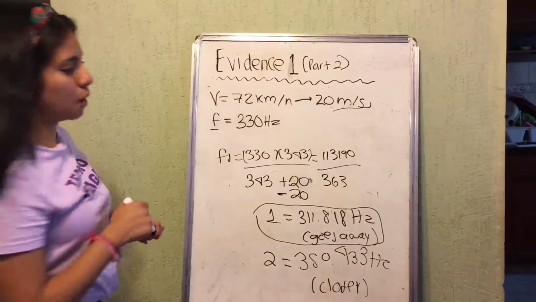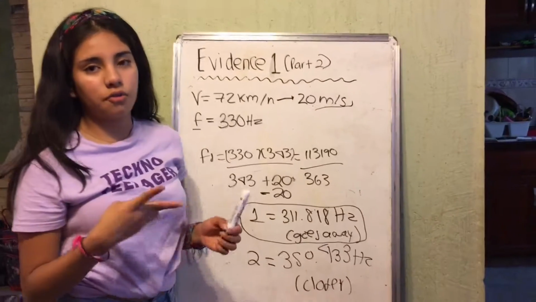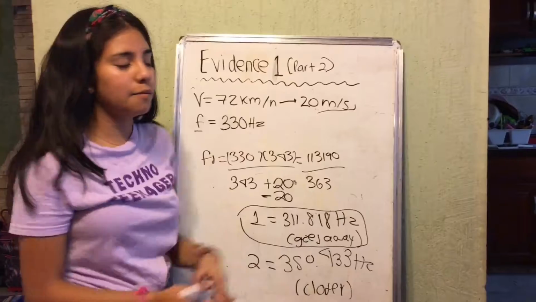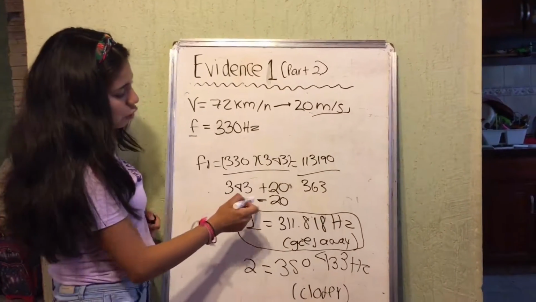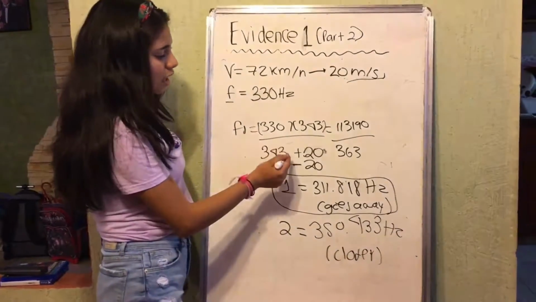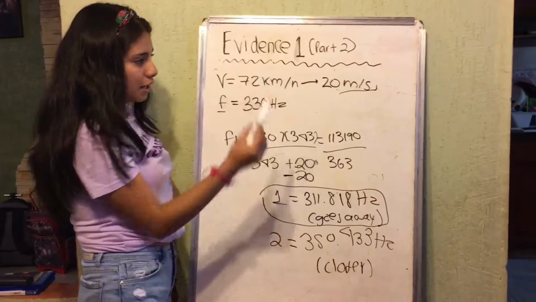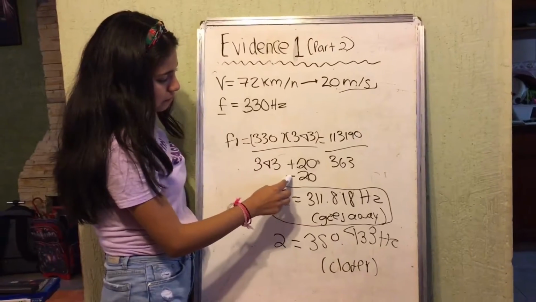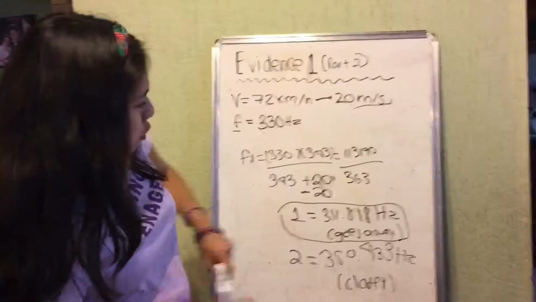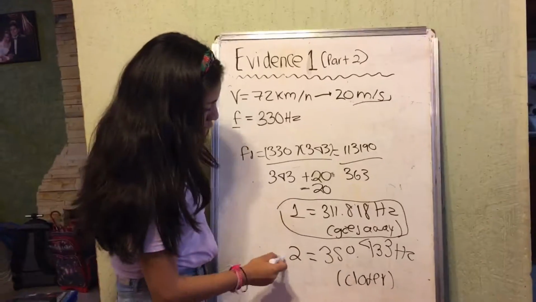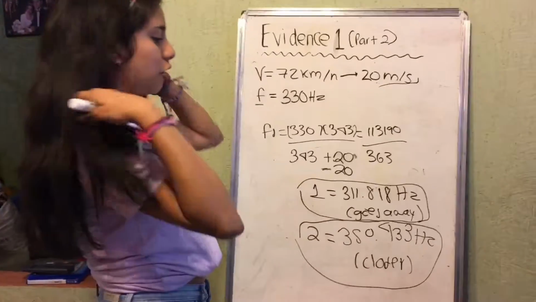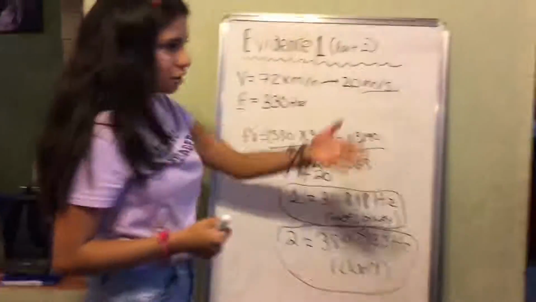For the second one, because they are asking us for two frequencies, one when it is closer and one when it goes away, we do exactly the same, but instead of adding 20, we subtract 20. So in this case, our result is 350.432 hertz, and it's when it comes closer.